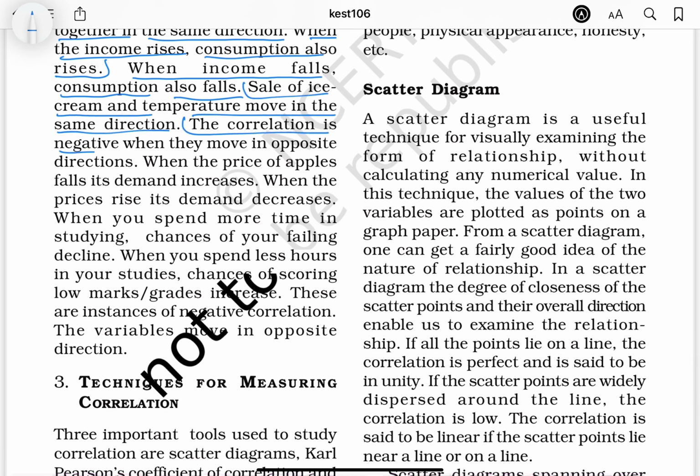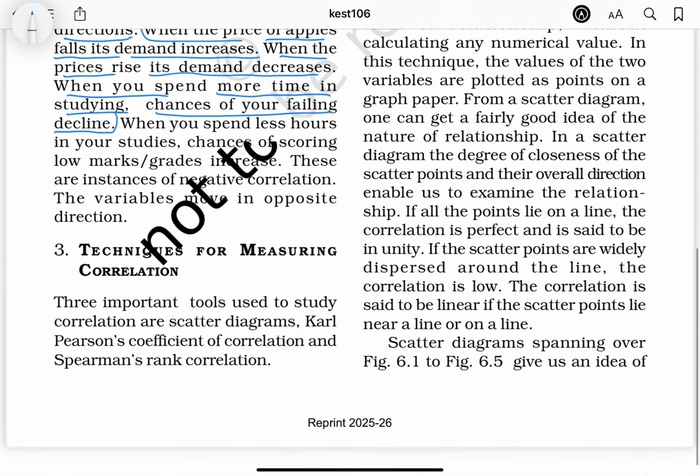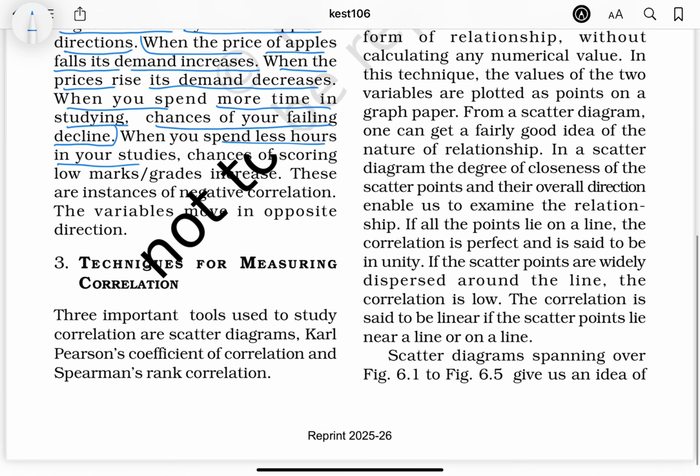The correlation is negative when they move in opposite directions. When the price of apples falls, its demand increases. When the prices rise, its demand decreases. When you spend more time in studying, chances of your failing decline. When you spend fewer hours in your studies, chances of scoring low marks and grades increase. These are instances of negative correlation. The variables move in opposite directions.